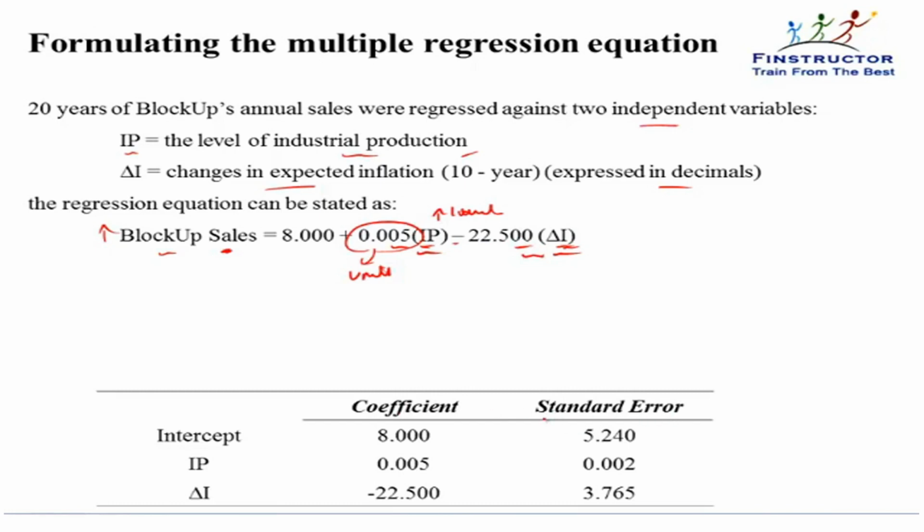Similarly, we are also given the standard errors of each of the coefficients. Always remember that these coefficients, whether in simple linear regression or in multiple regression, are estimates. They are estimated from this 20 years of block-up sales data. Had I used a different sample, had I used 21 years of data, had I used some other 20 years, not these exact 20 years, these coefficients may have been different. The coefficients are estimates. The coefficients will have a standard deviation.